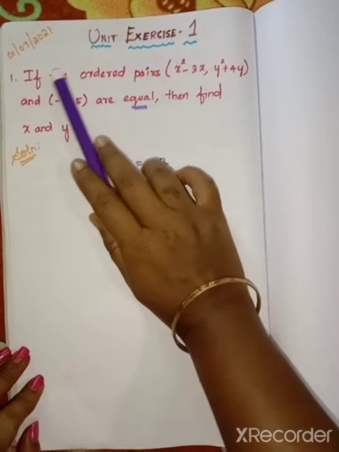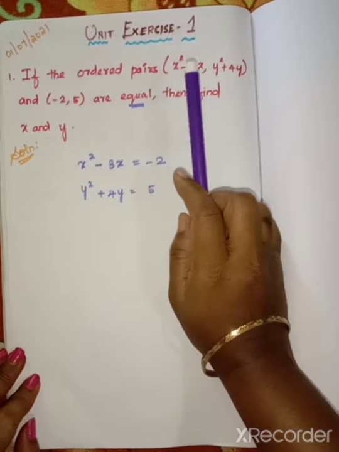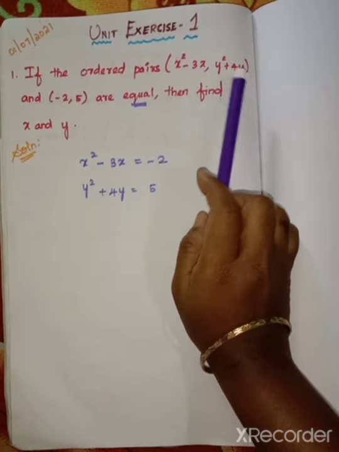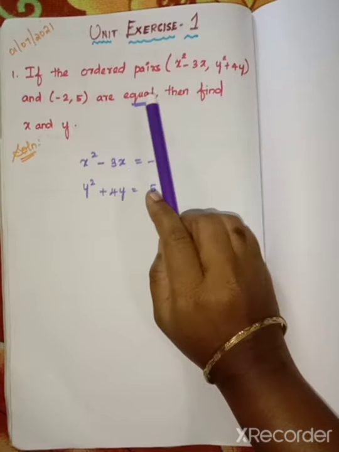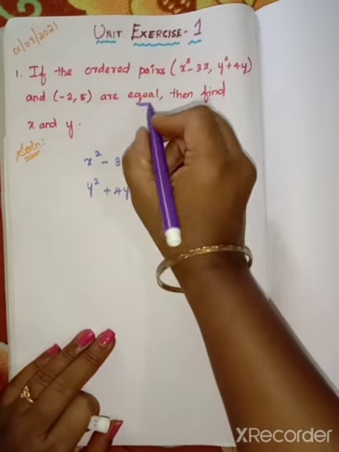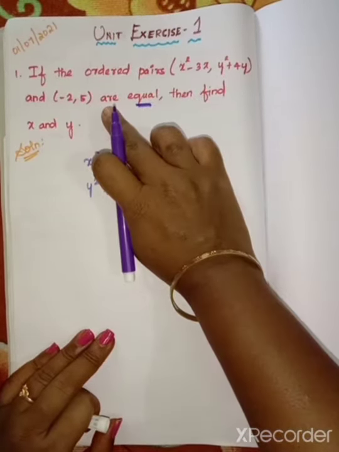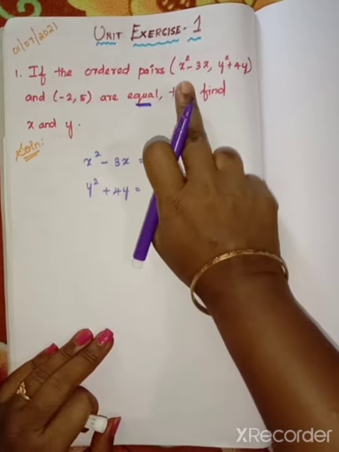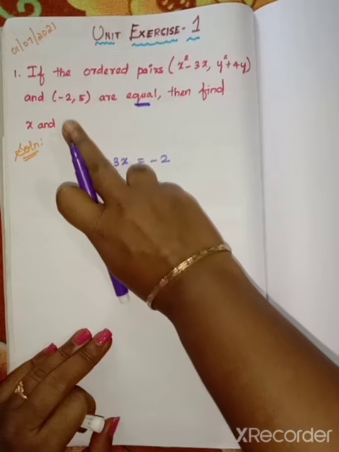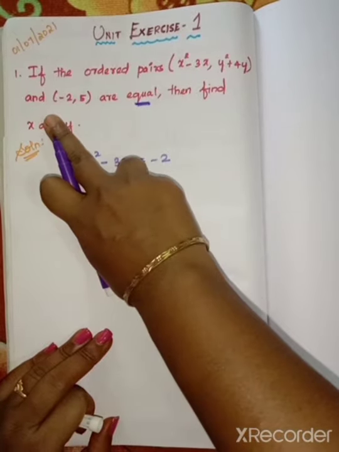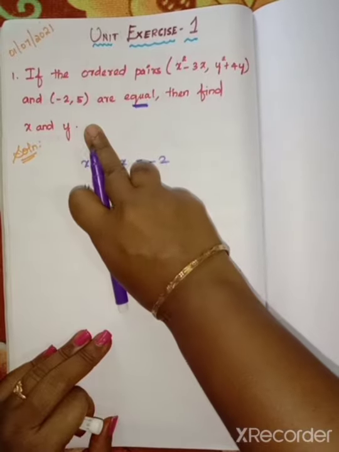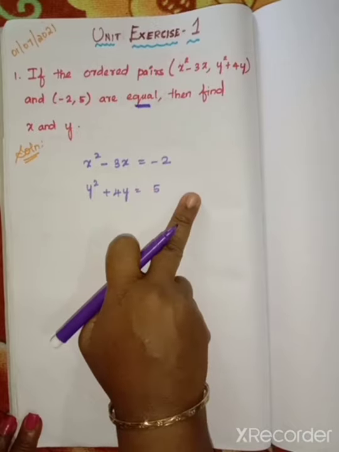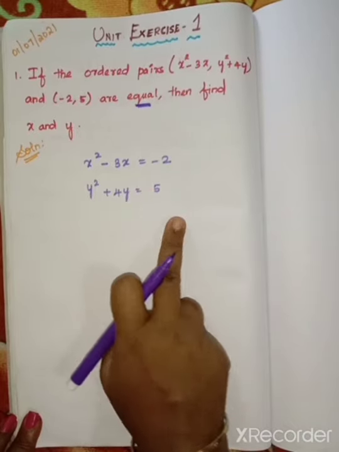Unit exercise 1. First question. If the ordered pairs (x squared minus 3x, y squared plus 4y) and (minus 2, 5) are equal, then we want to find x and y. Equal means the first element is equal to the first element of the ordered pair (minus 2, 5), likewise y squared plus 4y is equal to 5. Here I have written x squared minus 3x equal to minus 2, y squared plus 4y equal to 5.